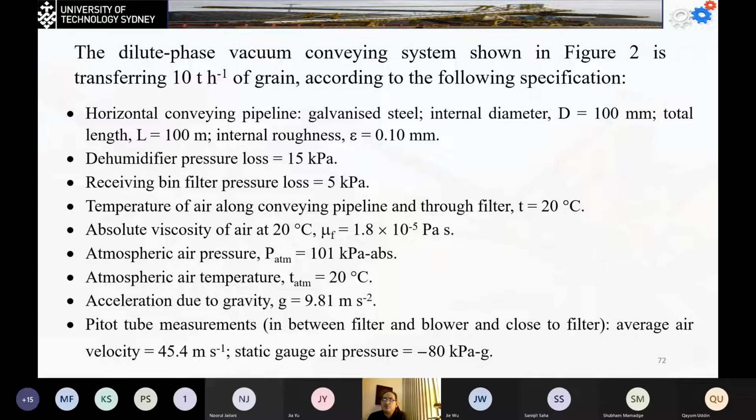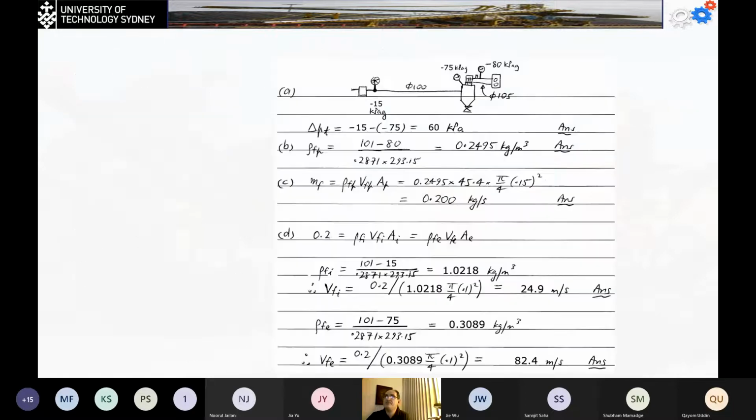For the measurements in the tube between the filter and the blower, close to the filter, the average air velocity is going to be found as 45.4 meters per second, and the steady gauge pressure of minus 80 kilopascal gauge. So these are some of the sample hand calculations.